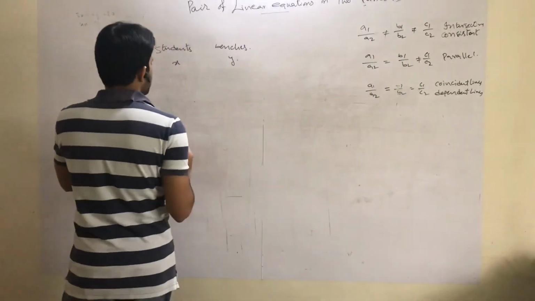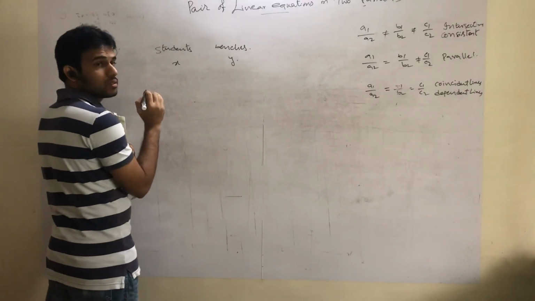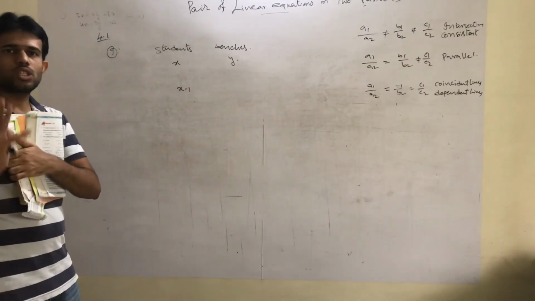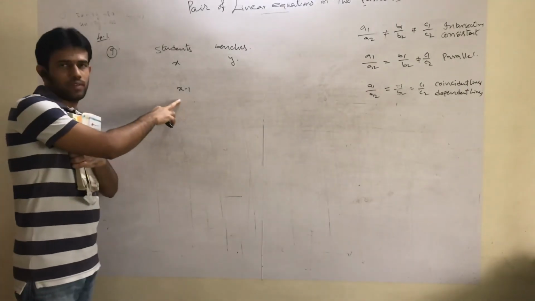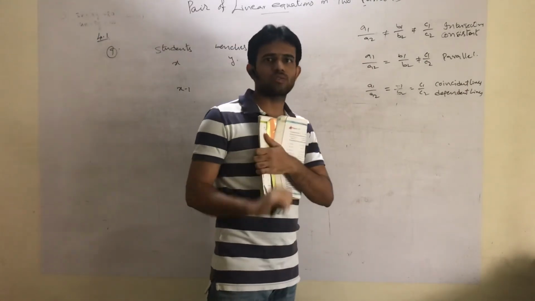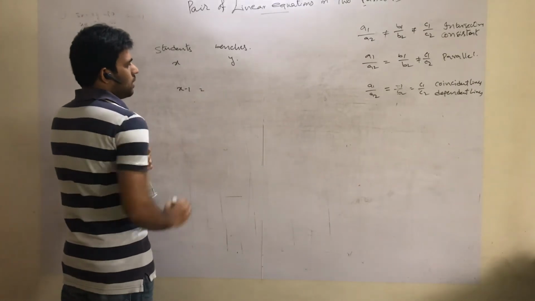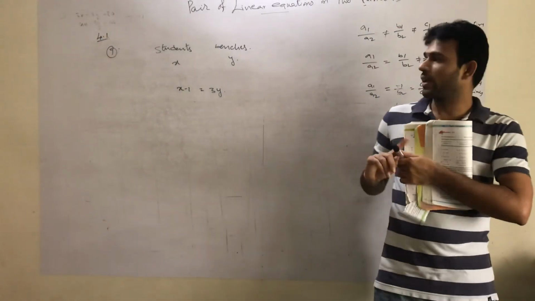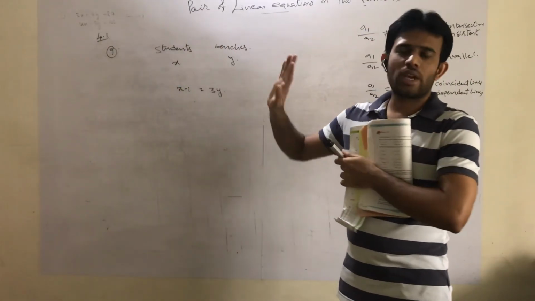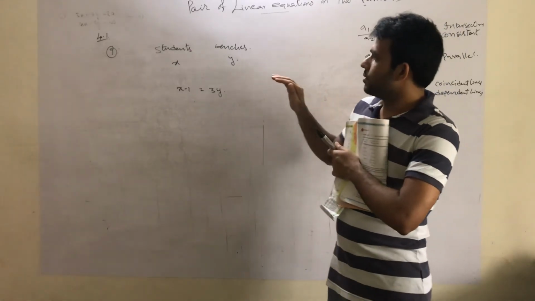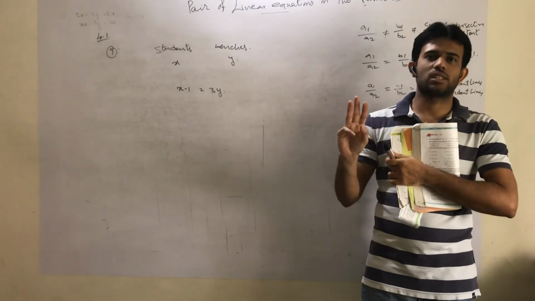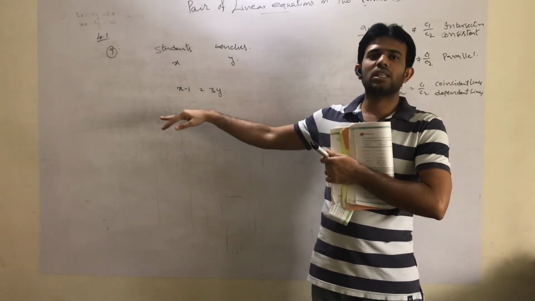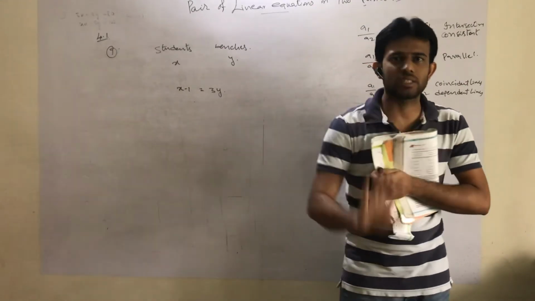That means 1 student is left, so the remaining students are x minus 1, can I say that? When 3 students are sitting on each bench, 1 student is left. That means the students who are sitting on the benches are x minus 1, and that should be equal to 3y. I'll explain. We have x number of students and y number of benches. The first statement is, if 3 students sit on each bench, 1 student is left. That means x minus 1 students are sitting on y benches.